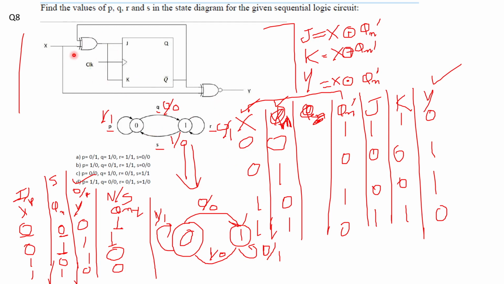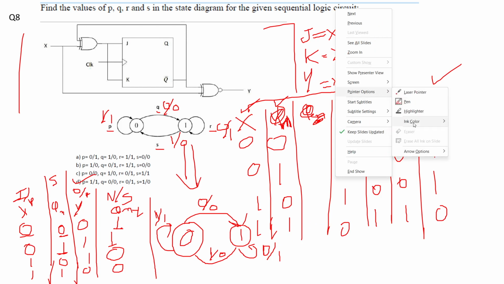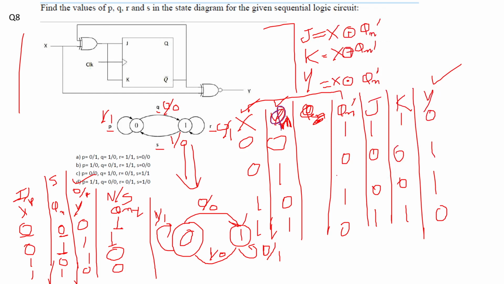This is the circuit where my inputs J and K are equal to X XOR with Q complement, and Y is equal to X NOR with Q complement, right? Based on this, I constructed this table. X, this is Qn. So this is 0 0 1 1, and then I have written Qn complement 1 0 1 0.